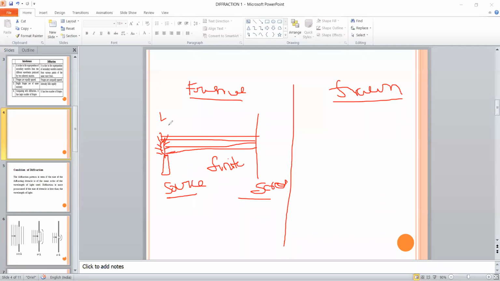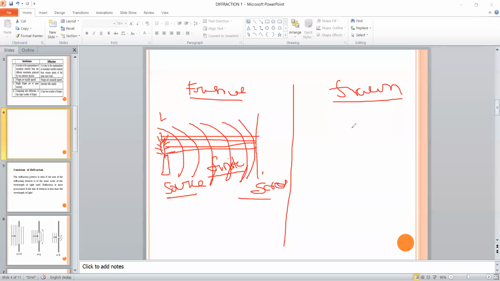So whatever wavefronts are emitted by the candle or the like, the shape of the wavefronts is actually spherical. That means these wavefronts are incident on the screen in a spherical shape. Why? Because the source, that means the candle, and the screen are at a finite distance. So this is the arrangement in Fresnel diffraction.